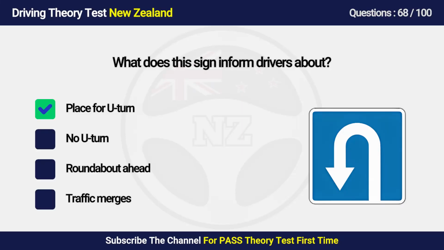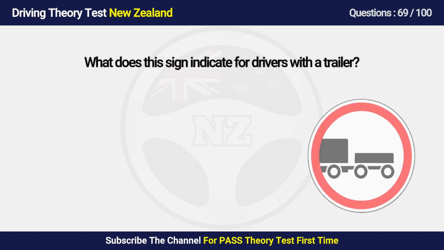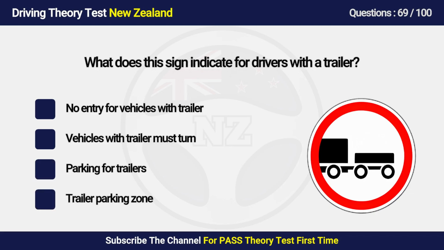Answer is A. Place for U-turn. This information sign indicates a place where U-turns are permitted. Drivers should ensure it is safe and legal to make a U-turn here. Question 69. What does this sign indicate for drivers with a trailer?